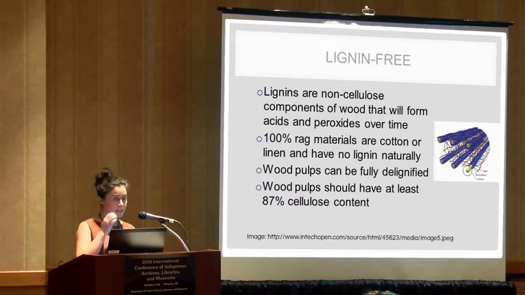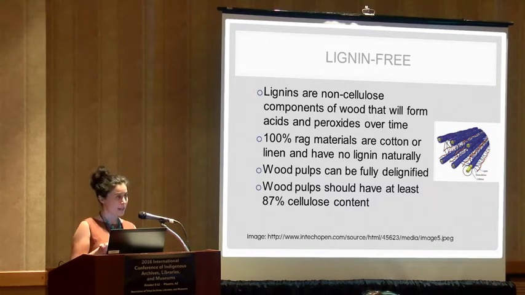Another thing to look for is that the materials are lignin-free. Now, lignins occur naturally in wood pulp, and in nature, we're very happy that they're there. Otherwise, our trees wouldn't grow taller than 2 feet tall because they provide a lot of strength for them. But the problem is when the wood is pulped, they can release acids and peroxides over time, which are very harmful to photographic materials.